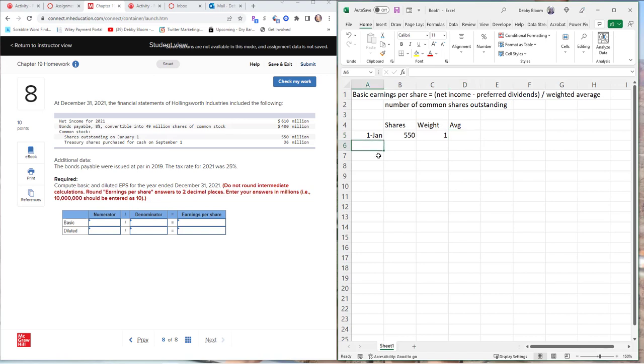The next one we have is treasury shares purchased for cash on September 1st. So we have 9-1. And that is going to be a negative 36 because treasury shares reduce the number of shares outstanding. Well, from September 1st to December 31st, September, October, November, December, we're going to use a weight of 4/12. And in fact, I should put a column in here.